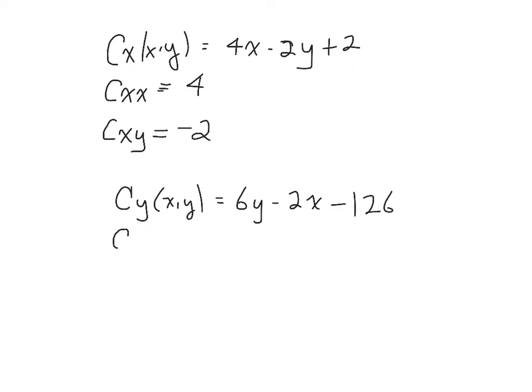So now I'm going to take the second derivative with respect to y again of the first derivative with respect to y. And so the first term is 6y, the derivative of that is 6. Minus 2x, x is a constant in this case, the derivative is 0. Minus 126, it's a constant, the derivative is 0.